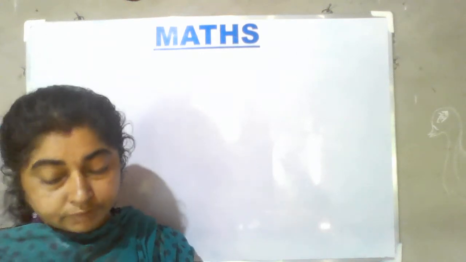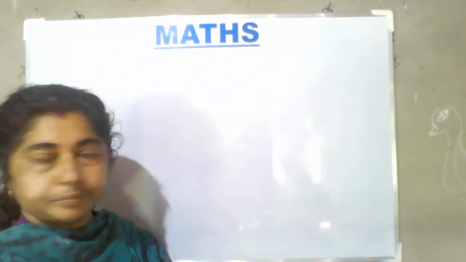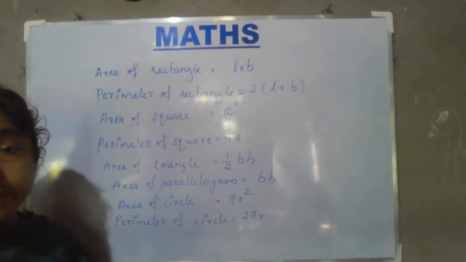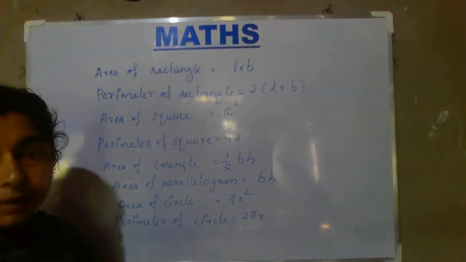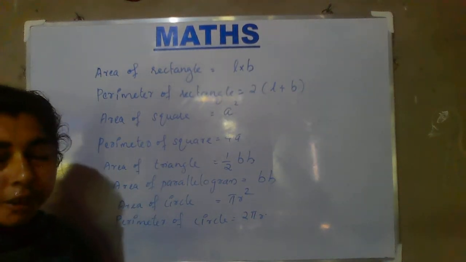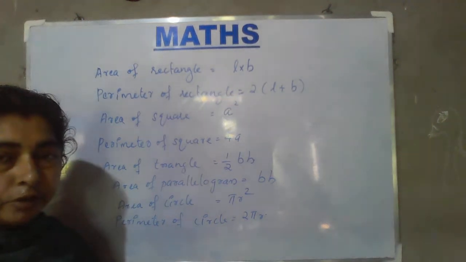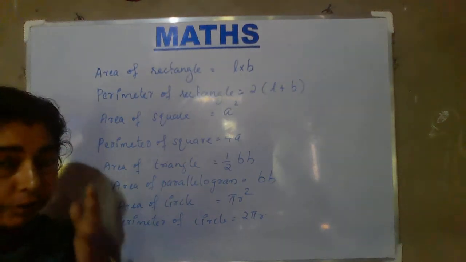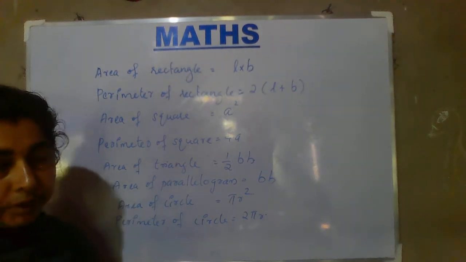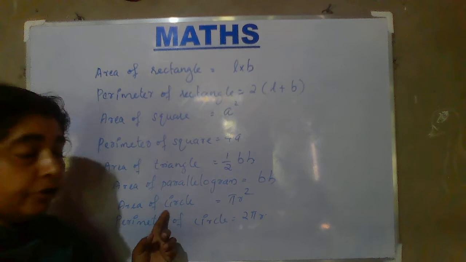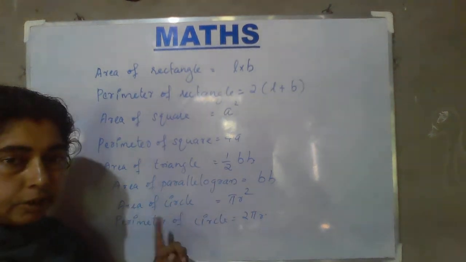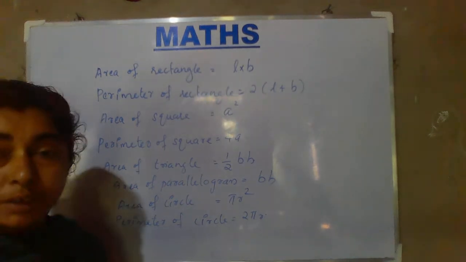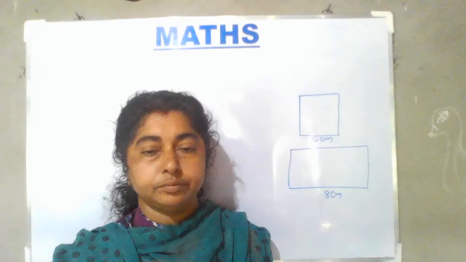Now the revision of 11th chapter, mensuration. Area of rectangle is L into B. Perimeter of rectangle is 2 into L plus B. Area of square is A square. Perimeter of a square is 4A, 4 into side. Area of triangle is half BH, half into base into height. Area of a parallelogram is base into height. Area of circle is pi r square, and perimeter of a circle, or circumference of a circle, is 2 pi r.